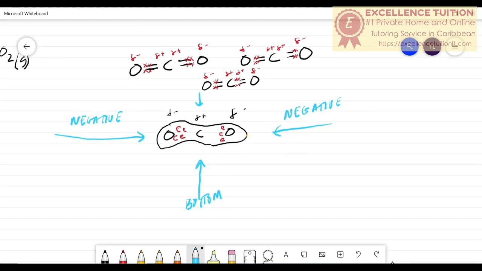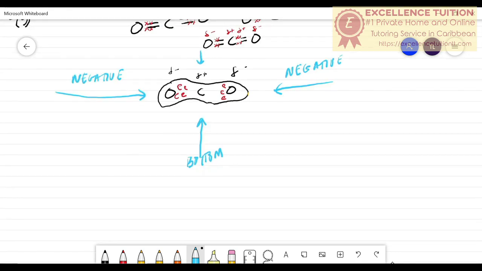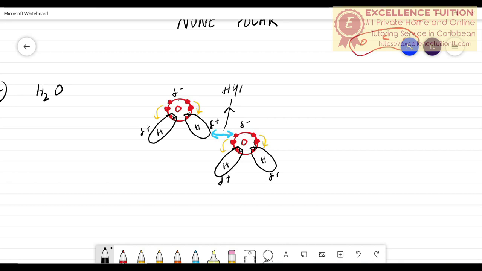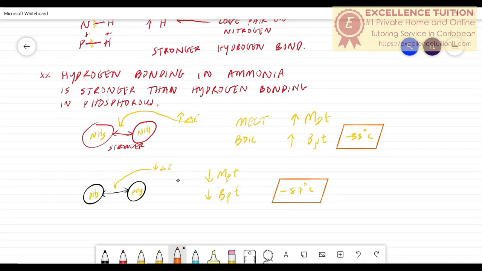In this arrangement, the carbon dioxide molecule is what we regard as non-polar. And since it's non-polar, the nature of the intermolecular force is going to be van der Waals forces, right? So we know that this is hydrogen bonding. Stronger hydrogen bonding makes for larger melting and boiling points.